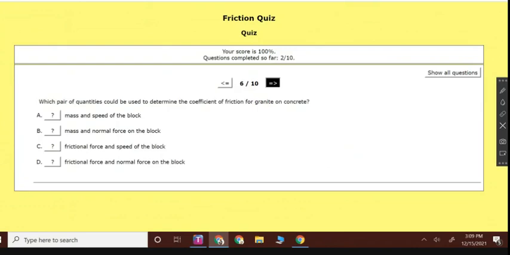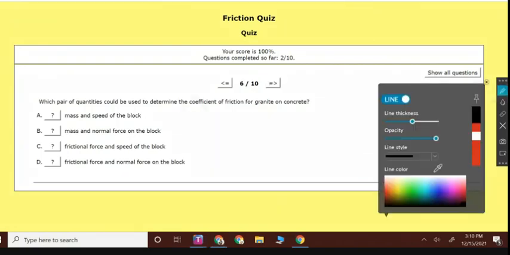All right, which quantities determine the coefficient of friction for granite on concrete? Well, we just talked about that. Then which two factors determine the coefficient of friction? Do you remember the symbol for coefficient of friction, girls? What's that? That's that Greek letter. What do you call it? Mu. It's written like U a lot of times, but it's really a Greek letter. It's mu.